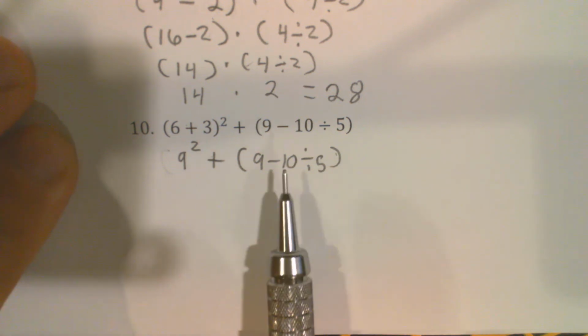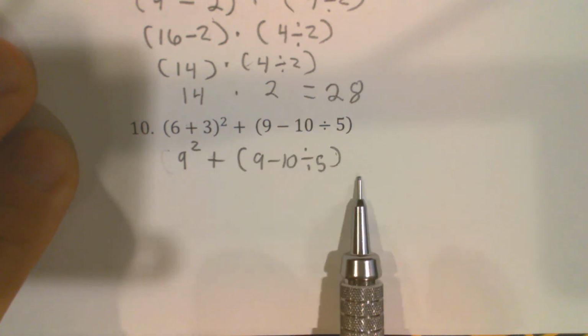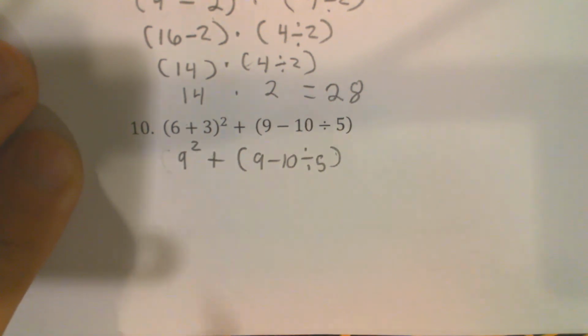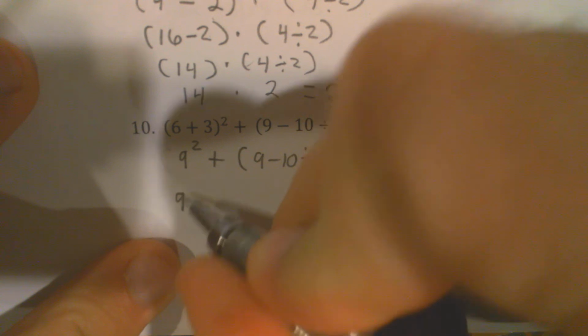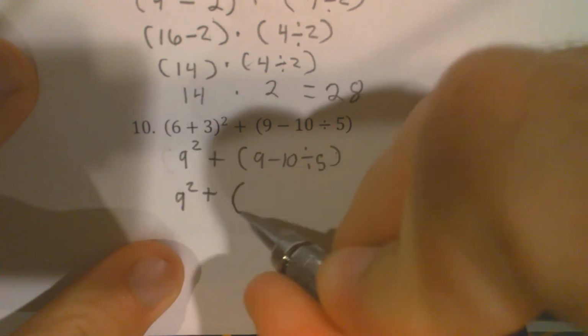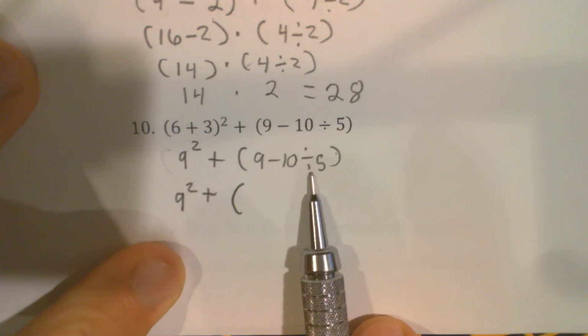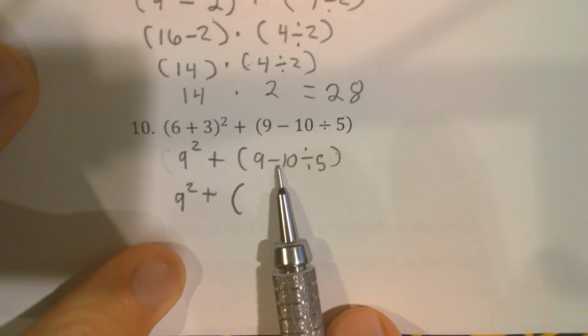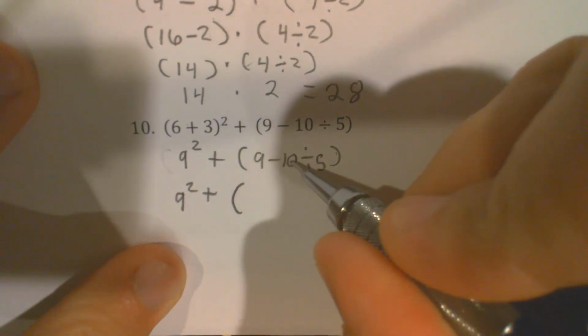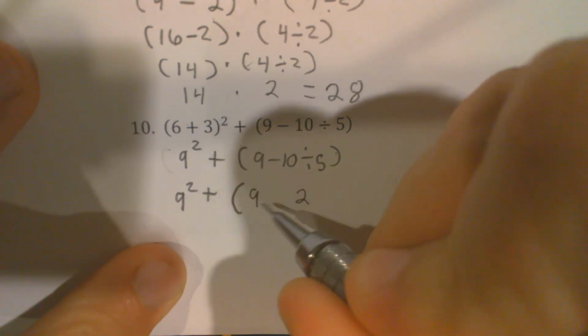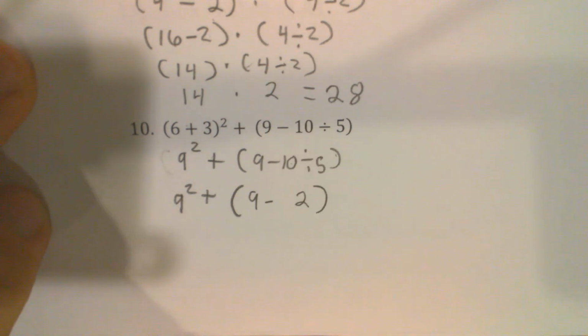So now, order of operations, we should do this parenthesis next. Again, realistically, probably fine if we do this. I'm just making a point. Inside this parenthesis, we have to divide first. And then we'll do the subtraction. So 10 divided by 5 is 2. Carry down the 9, carry down the subtraction.